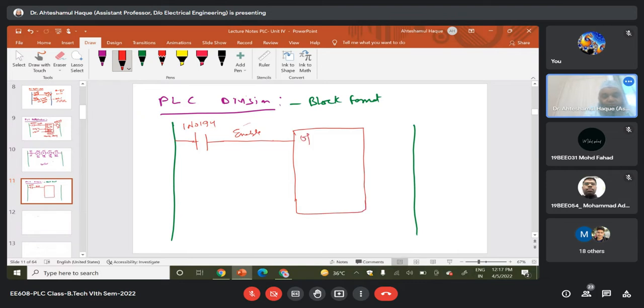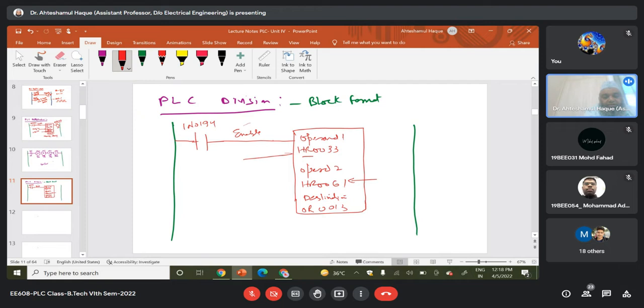Then I have operand 1, which is having some address, let's say holding register 003. Then I have operand 2, which is again HR0061. It could be anything. And I have destination, which is output register 0013. This could be a constant.